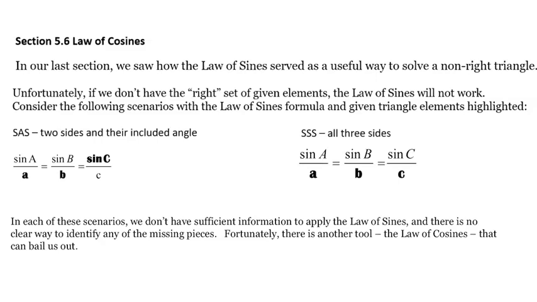Okay, so in our last section, we saw that you can use law of sines if you have angle, side, angle, or angle, angle, side. That's when you can use law of sines to solve for triangles. Sometimes you will not have that, and without the right set of elements, your law of sines is not going to work. So we're going to consider 2 other scenarios and show you that you're going to use law of cosines there.